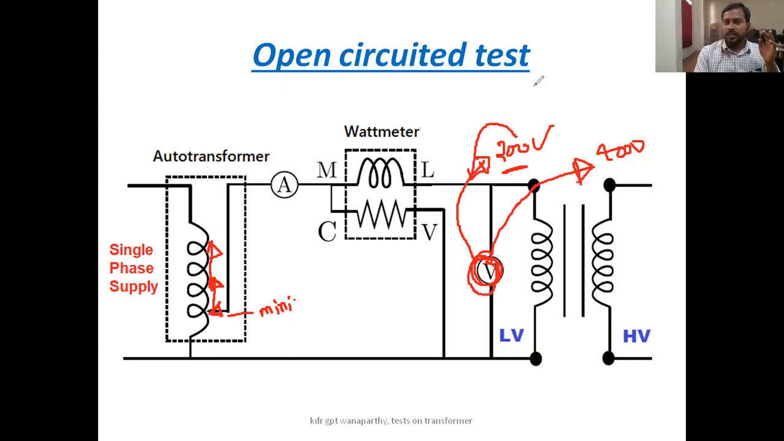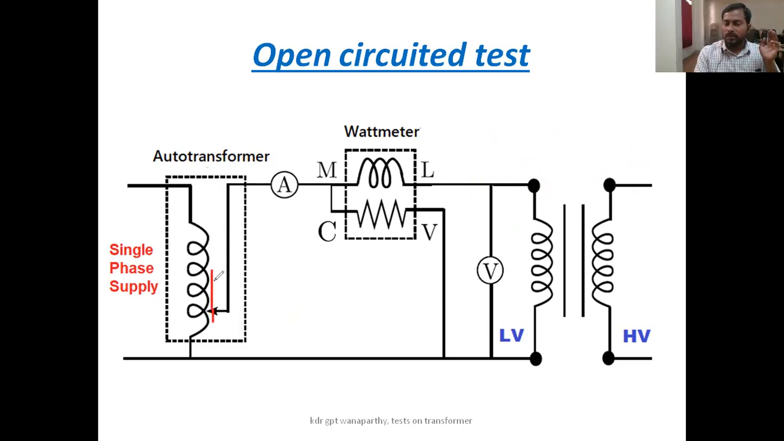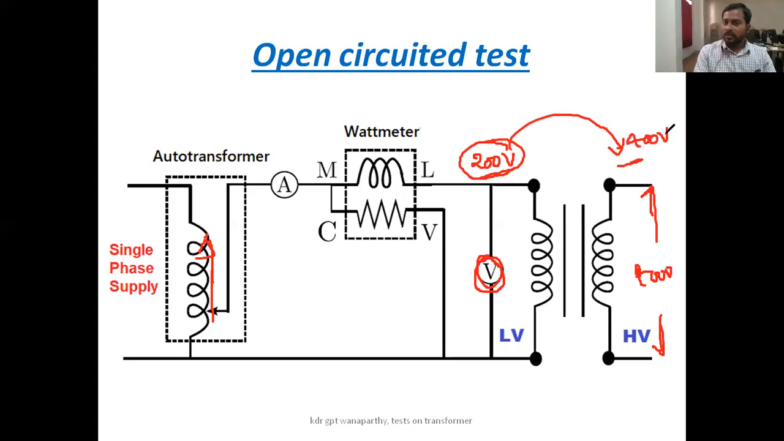So we need to keep in mind that we increase the auto transformer tapping position in such a way that the voltage across the primary winding is equal to the rated voltage. For example, I'm taking the rated voltage as 200 volts. Until we get 200 volts in the voltmeter reading, we need to increase the tapping position. Then we can confirm that the secondary voltage is equal to 400 volts. If the transformer is rated 200 and 400 and I apply 200 volts to the primary, automatically the secondary voltage will be 400 volts. Otherwise, we can connect the voltmeter at the secondary side and check the rated voltage of 400 volts.